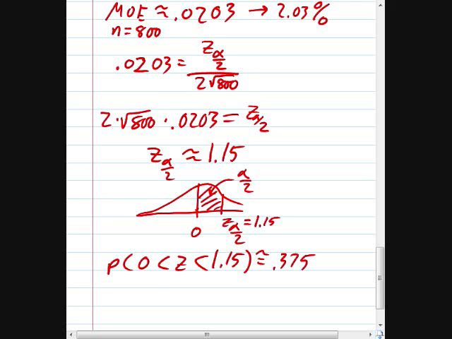So alpha over 2 equals that area. Alpha over 2 equals 0.375. Solving for alpha by multiplying both sides by 2, we see that alpha is equal to 0.75. So this study, with a margin of error of 2.03 and a sample size of 800 people, we would only be 75% confident about that margin of error. Notice it doesn't matter what the sample proportion of the study is.